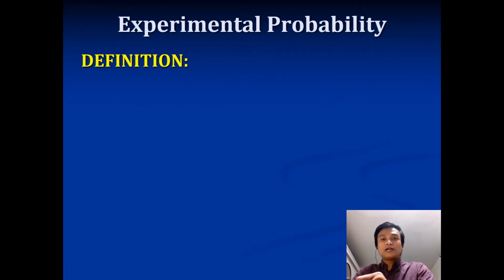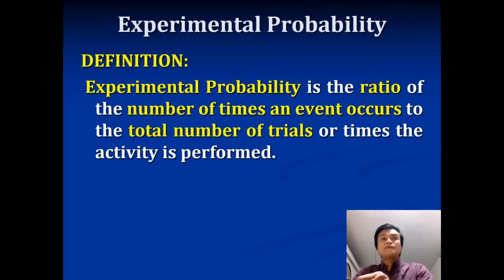How do we define experimental probability? Experimental probability is the ratio of the number of times an event occurs to the total number of trials, or times the activity is performed. When we say ratio, it is a fraction. When we say fraction, we are dividing numbers.